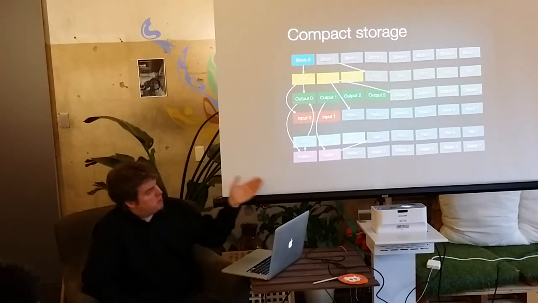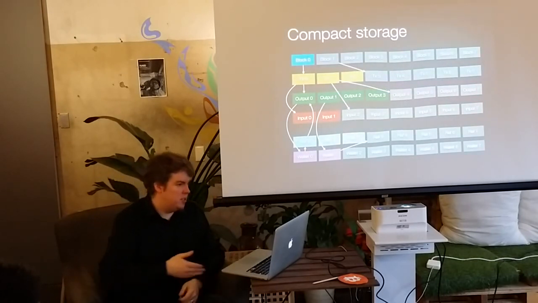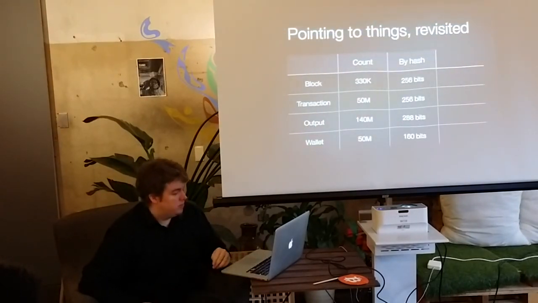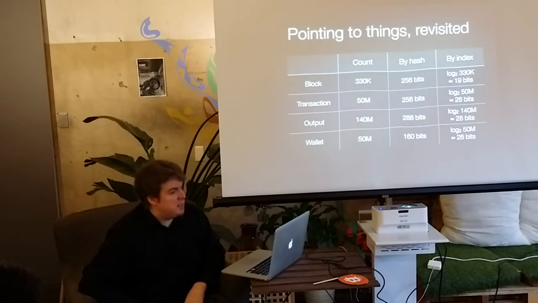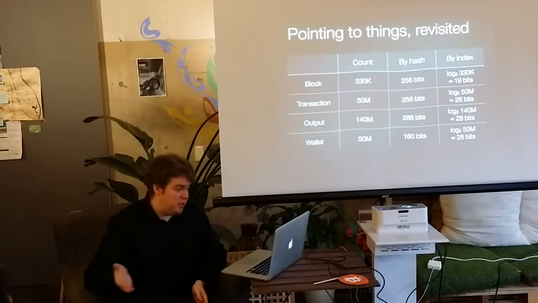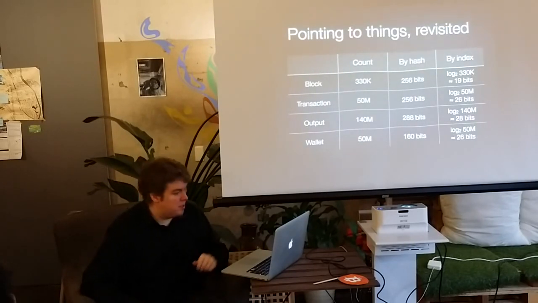By doing this, just pointing using indexes into arrays instead of hashes, we can start saving a lot of space. For the blocks, for example, we have 330,000 blocks. Well, that takes about 19 bits to identify any given block using an integer, and the same for the other kinds. So to refer to an output, previously we needed 36 bytes, that is 288 bits. But if you do it with just an index, you only need 28 bits, so you reduced it by 90%, which is kind of nice.